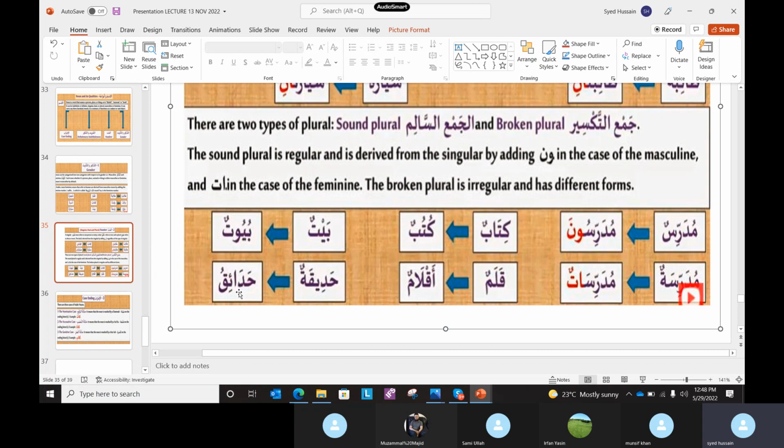And now, how is broken plural? Why is it broken? We have no control over that, because this is how the Arabic is, and this is how we have to learn it. It is all Arabic. So mudarrisun, mudarrisuna, kitabun, kutubun, baitun, buyutun, mudarrisatun, kalamun, aklamun, hadiqatun, hadaiqatun.